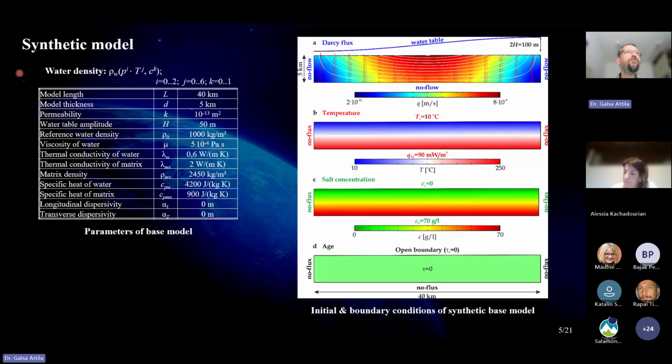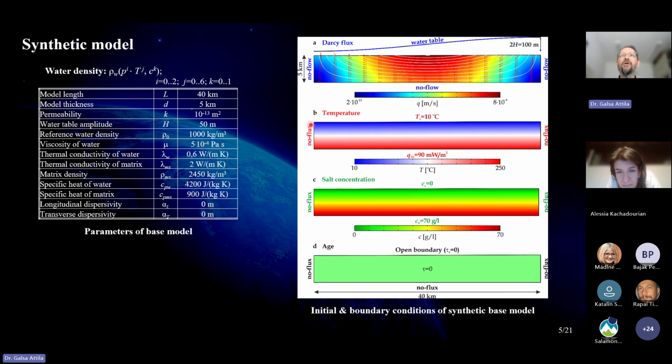And now on our synthetic numerical model, the model length was 40 kilometers with a thickness of 5 kilometers. The boundary condition for the flow was no flow on the vertical boundaries and also along the bottom of the model domain. And the topography-driven groundwater flow was controlled by a simple cosine water table with an amplitude of 50 meters. As a consequence, the water flows from right to left.